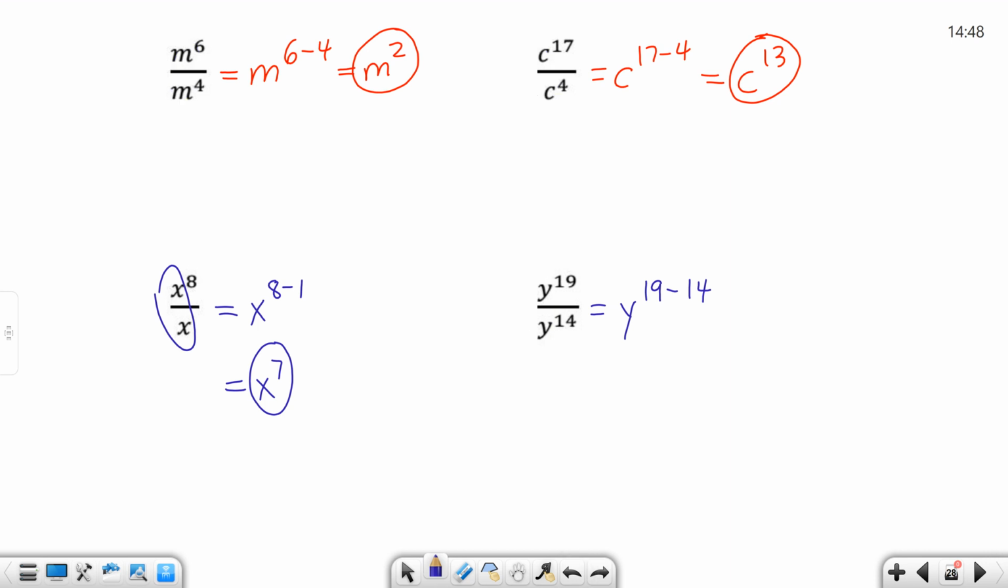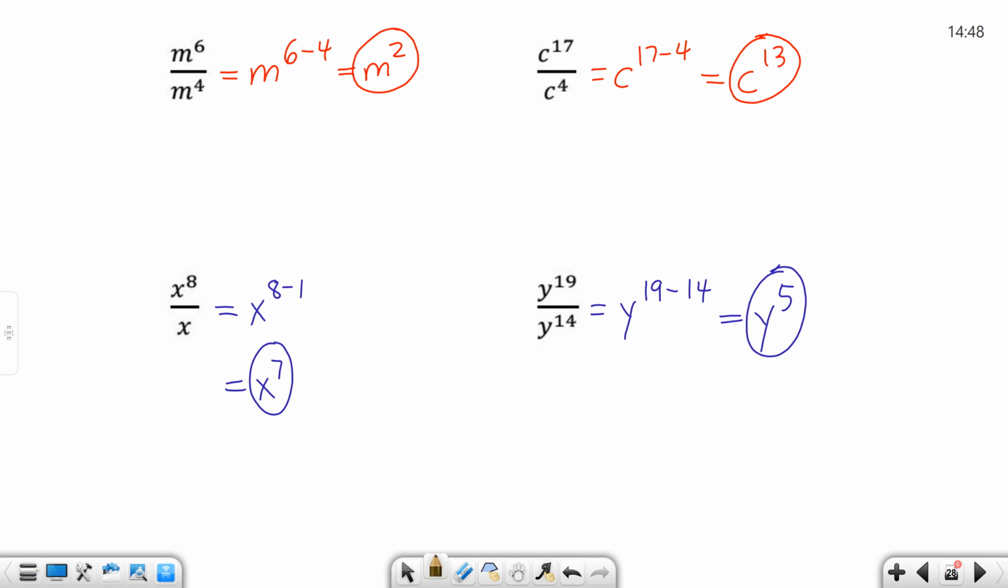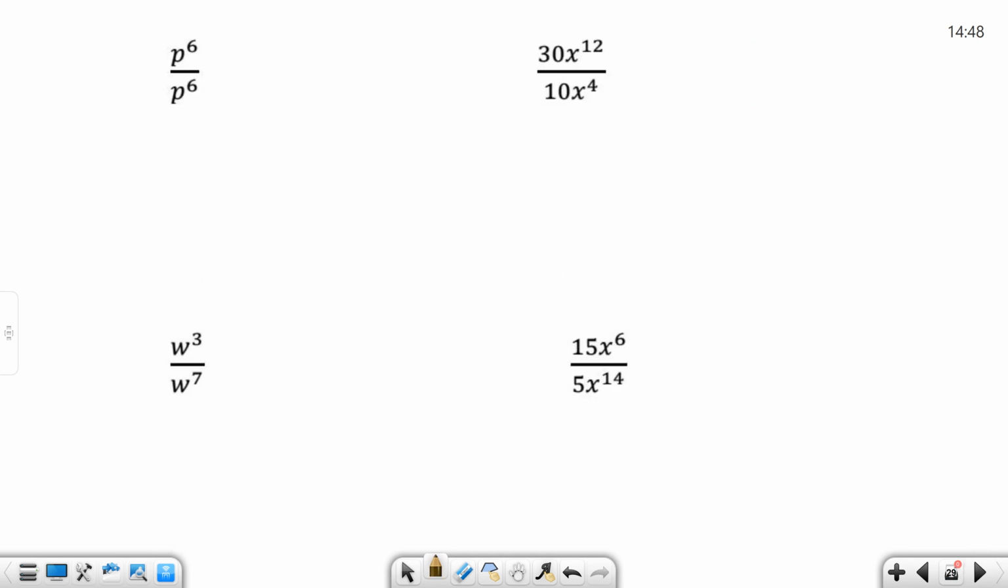They're like bases. Okay? Within the same problem, they have to be the same base or you can't do this. And it has to be a single term. You can't do this if it was y to the 19th plus 1 over y to the 14th. You couldn't do this. It has to be one term. So here, y to the 19 minus 14 is y to the 5th, right? 19 minus 14 is 5. All right, let's keep looking at these. The more examples we see, the better.